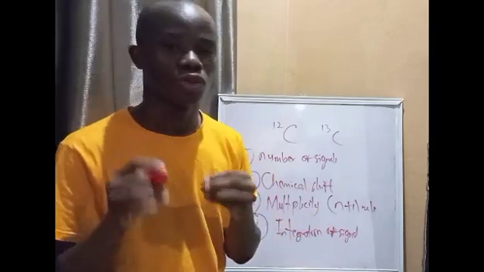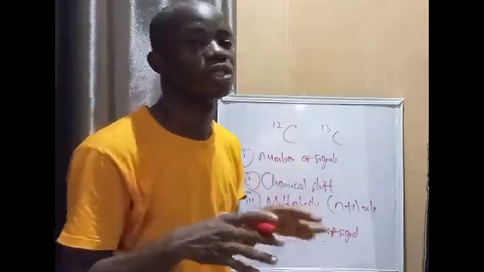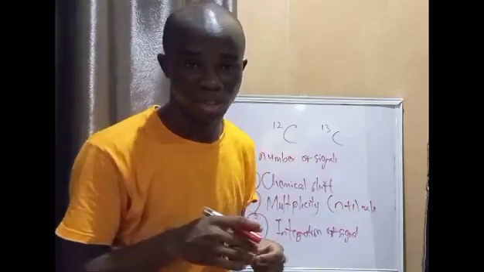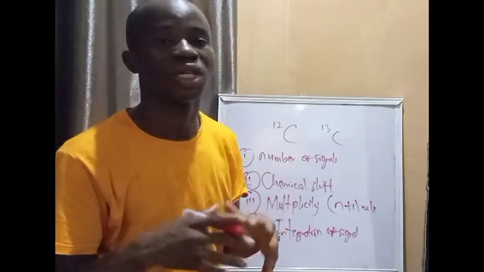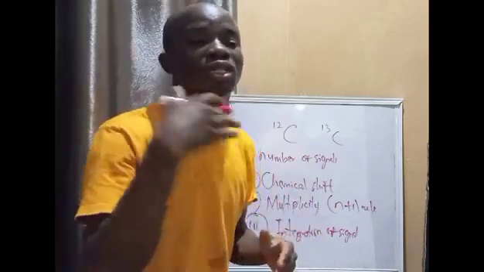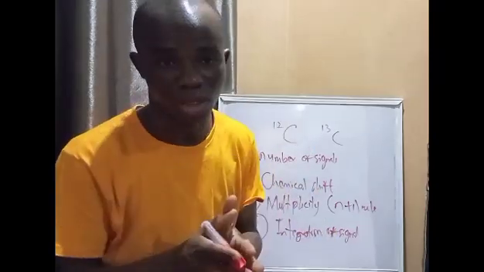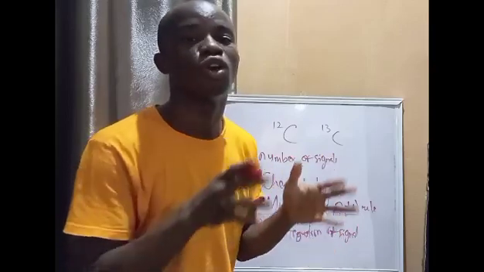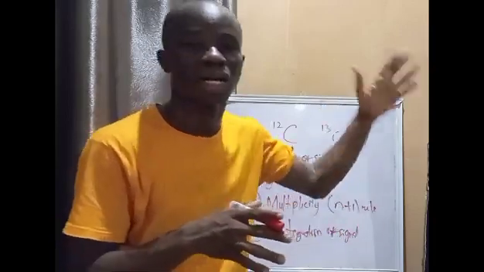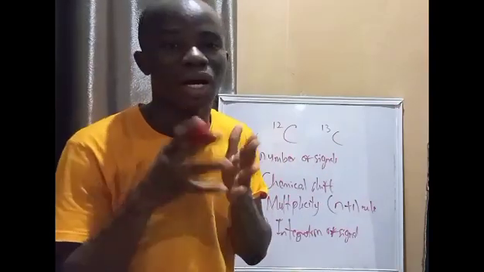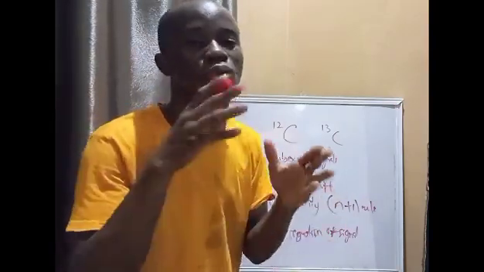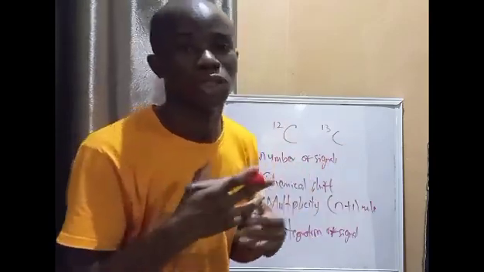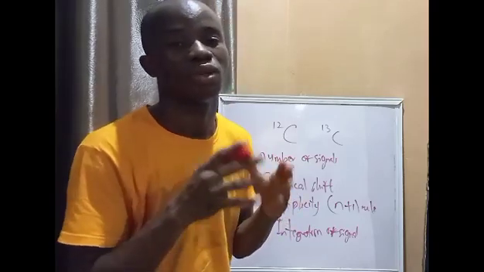But please do not mix up the multiplicity with the integration of a signal. What the two of them do is certainly different. Integration of a signal tells us about the number of hydrogens that are responsible for a particular signal, but multiplicity gives us an indication of the number of hydrogens on the adjacent carbon to the carbon carrying the hydrogens that are responsible for a particular signal. So they are saying different things and they must not be mixed up while interpreting your NMR spectrum.